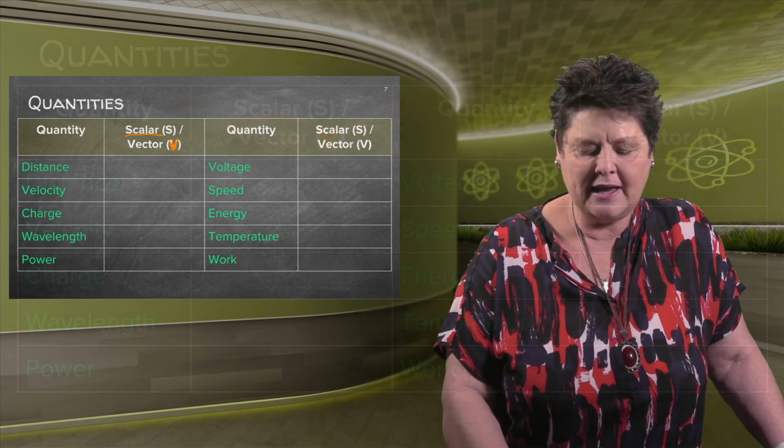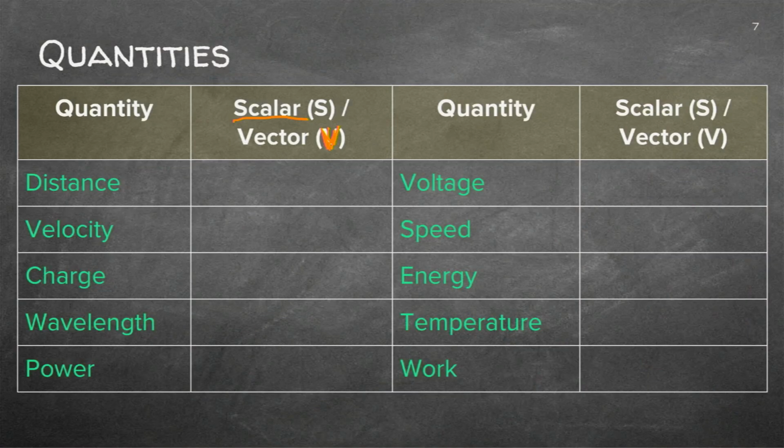And let's quickly have a look at these. They're not that difficult. Distance will be a scalar. Voltage will be a scalar. No direction implicated. Velocity, can you remember? Velocity will be in a certain direction. So that will be a vector, where speed will be in any direction, a scalar.